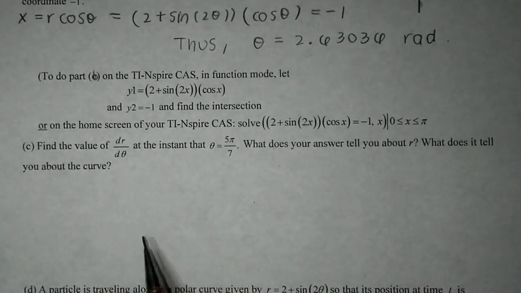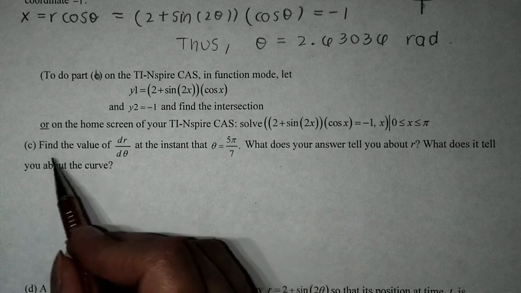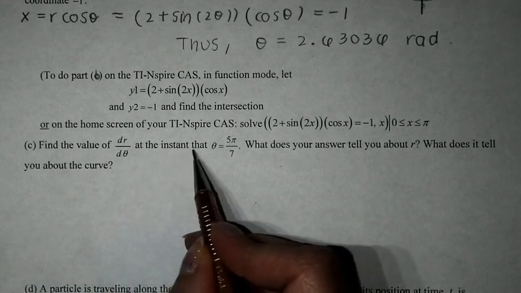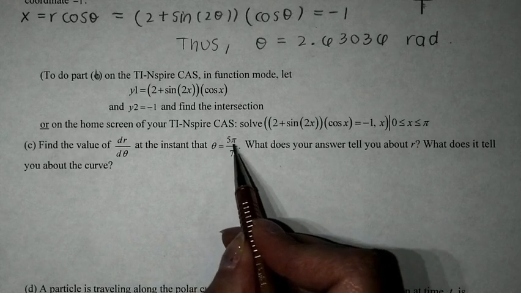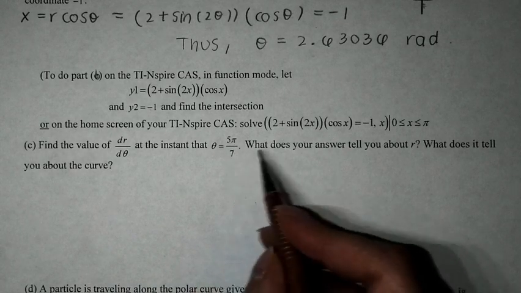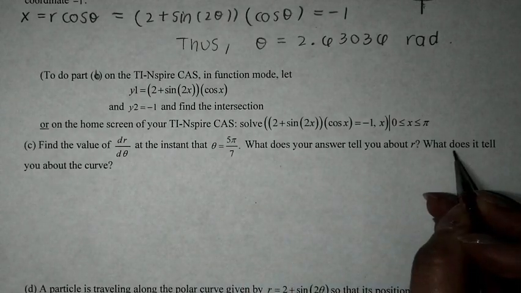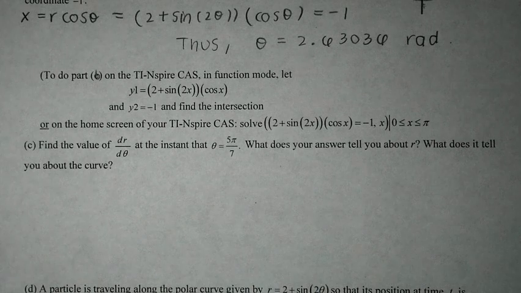Now let's move on to part C. They are asking you to find the value of dr d theta at the instant that theta is equal to 5 pi over 7. And they are asking you, hey, what does this tell you about r, and what does it tell you about the curve in general? So what are we going to do here?